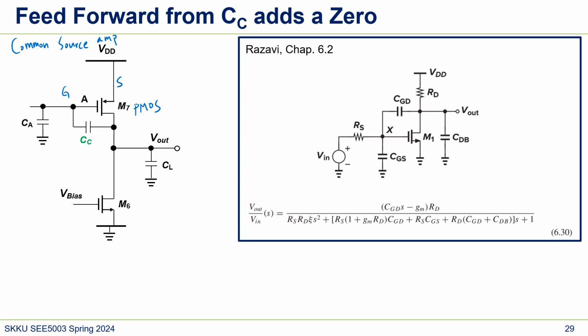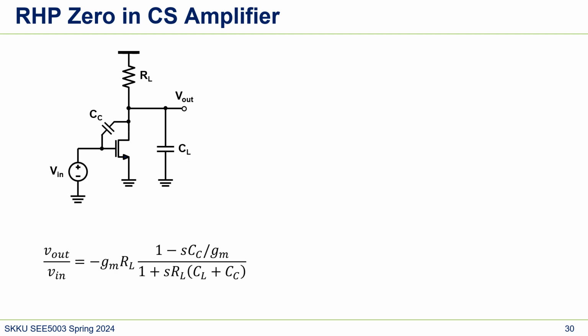So the zero, omega 0, is plus GM over CGD. Here the polarity is important. This is a positive zero, which means a right hand plane zero. So let's redraw our CS amplifier. Now we are just using a MOS here, and as I said, we do have this zero. The zero omega 0 is GM over CC, and as I said, this is a right hand plane zero.